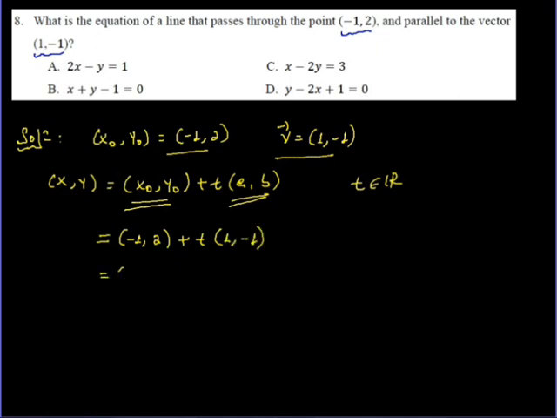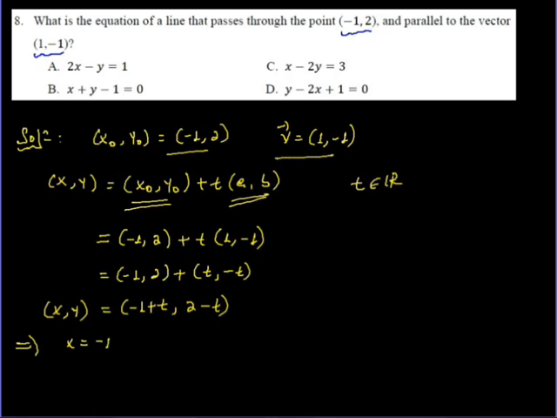So this becomes minus 1 comma 2 plus t comma minus t. This is minus 1 plus t comma 2 minus t. So this is the vector equation of the line. From here we get x is minus 1 plus t, and y is 2 minus t. This is called the parametric equation of a line.